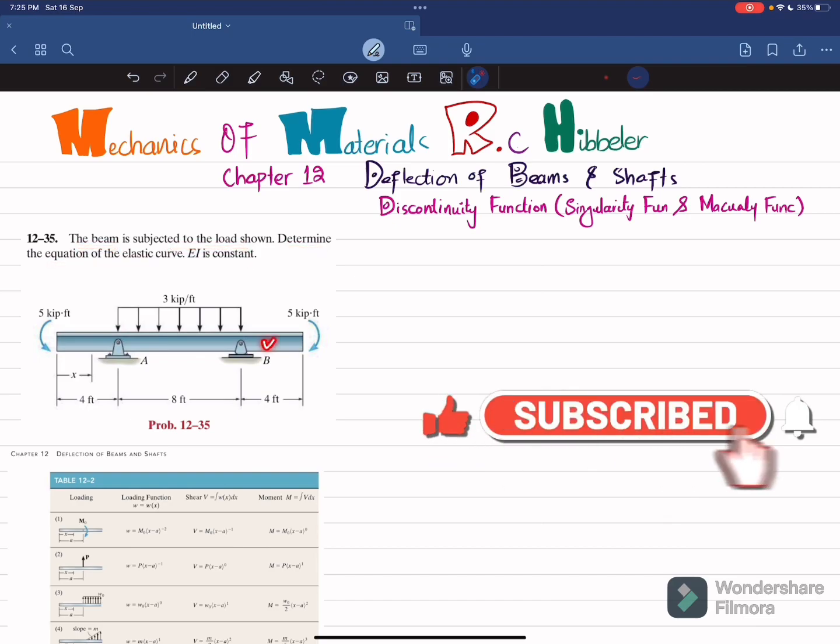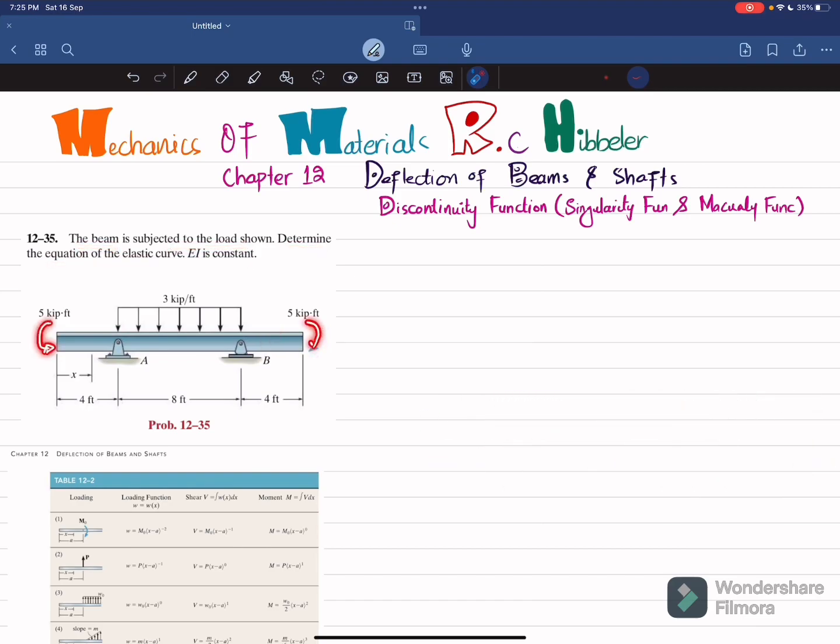EI is constant. So you can see the beam and the loading over here. There is a moment at this end and at this end, and at points A and B there is a pin support, and there is a uniformly distributed load of 3 kips per foot over a length of 8 feet. So you have to find the equation of elastic curve.